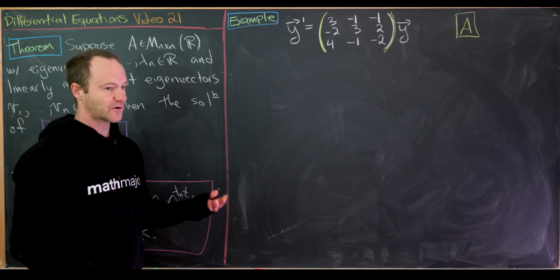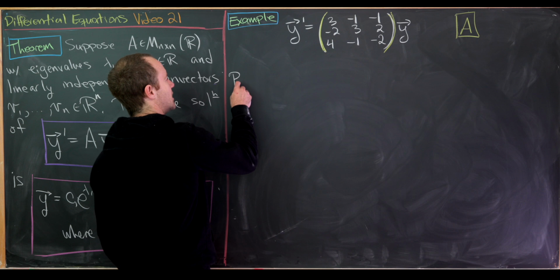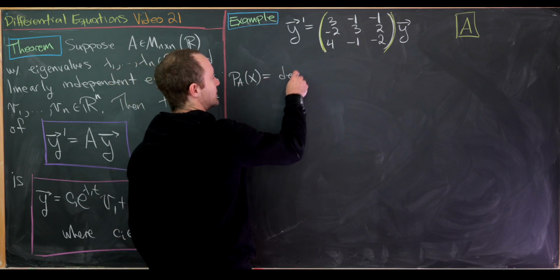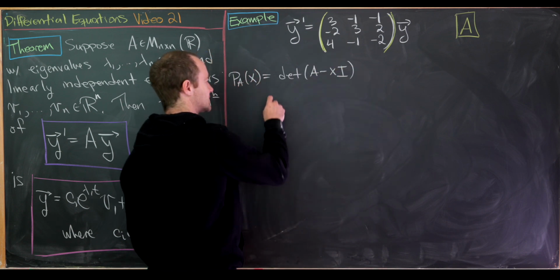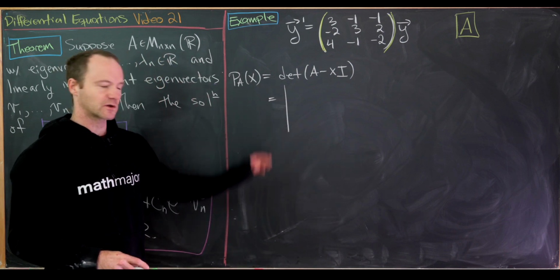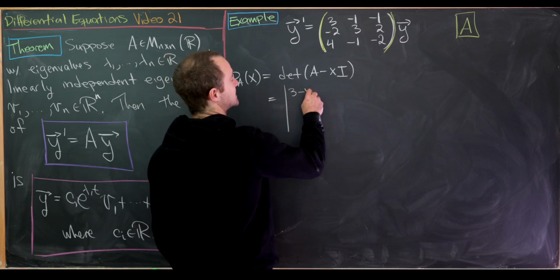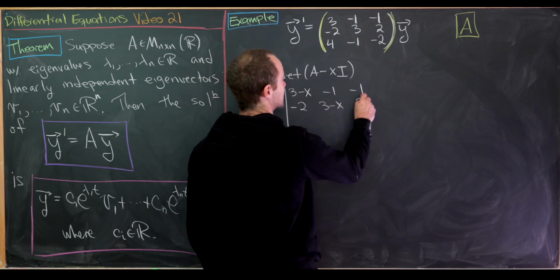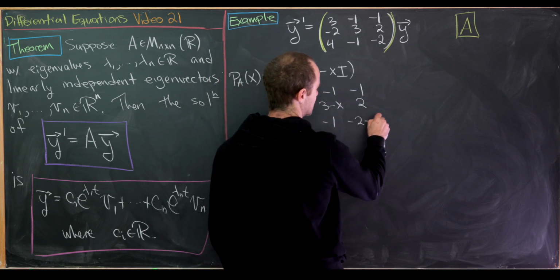Recall that the first step in finding eigenvectors and eigenvalues is to look at the characteristic polynomial. We'll generally denote that by p_A(x), and that'll be the determinant of A minus x times the identity matrix. So that's going to be the determinant of the following matrix. I'll use these vertical lines to mean we're taking the determinant. So we have 3 minus x here, minus 1, minus 2, 3 minus x here, 2, 4, minus 1, and then negative 2 minus x.